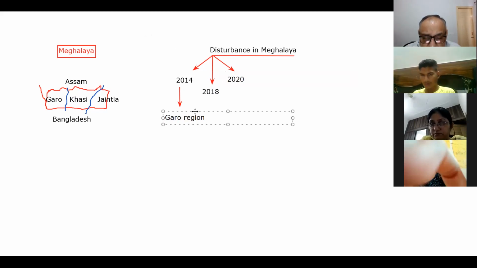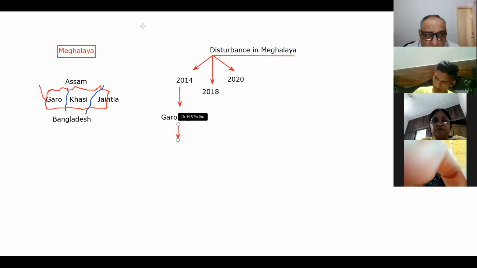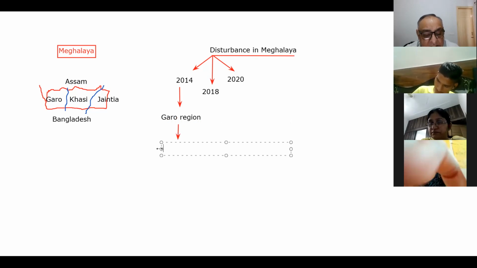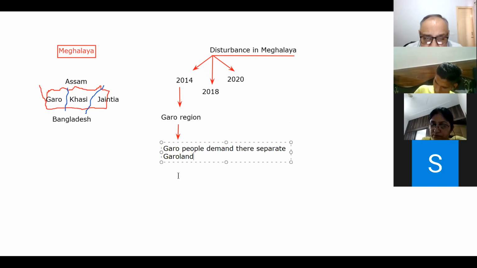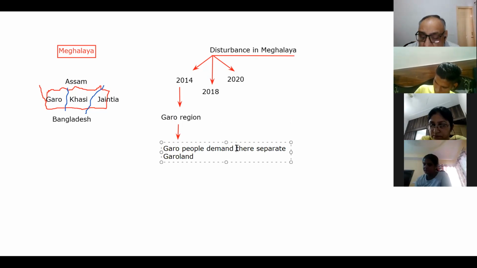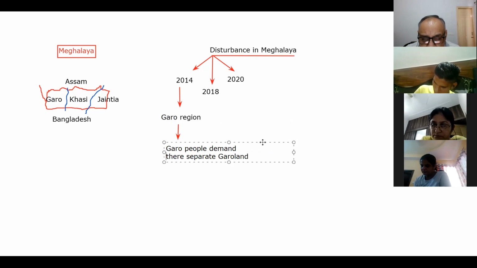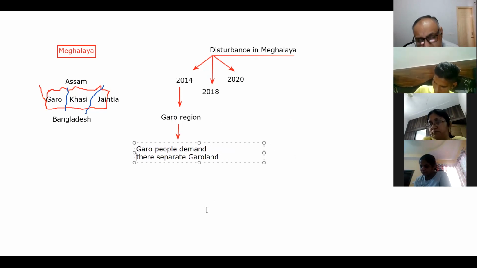The reason behind this disturbance was that Garo people demand their separate Garoland. वो अपनी सेपरेट गारो लैंड मांगते हैं, कहते हैं हमें एक सेपरेट स्टेट दे दो. They demand their separate Garoland, right?